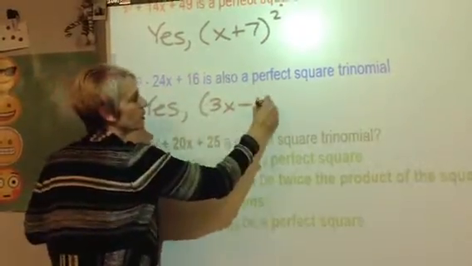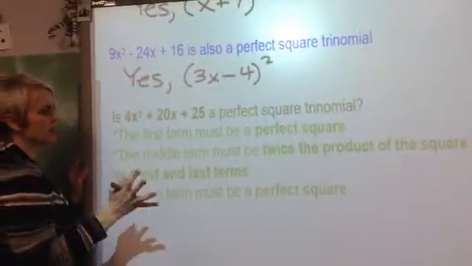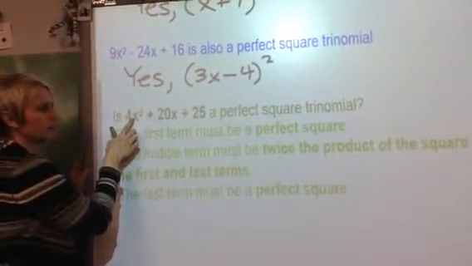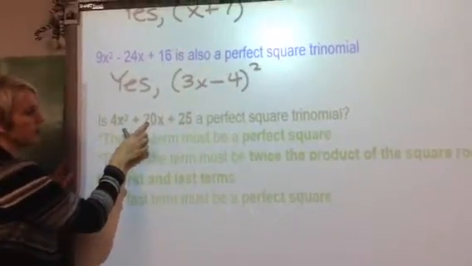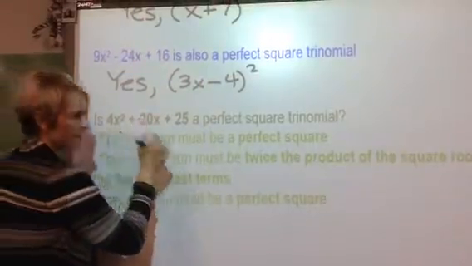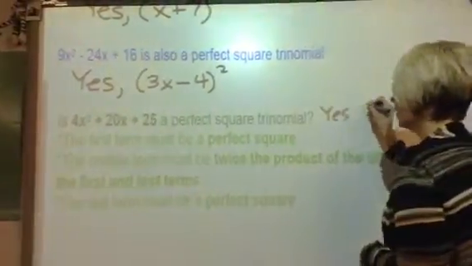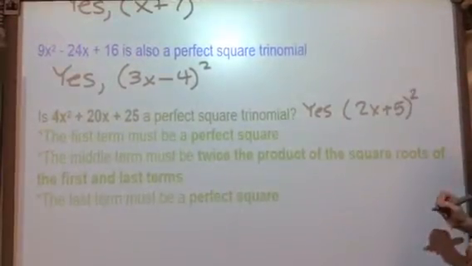4 quantity squared. So if you want to check to see if it's a perfect square, that first term has to be a perfect square, the last term has to be a perfect square, and the middle has to be their square roots doubled. So 2x times 5 doubled, and this is. So we would say, yes, factor it: 2x plus 5 quantity squared.